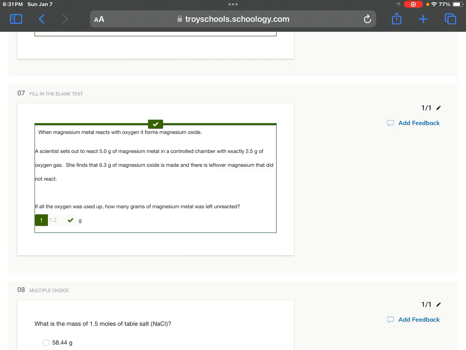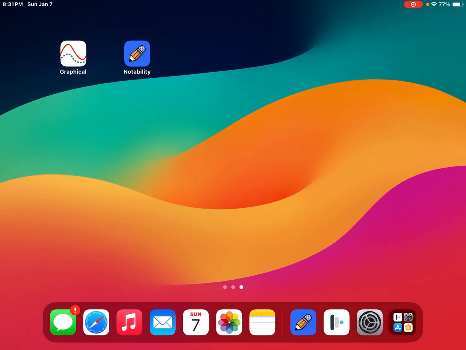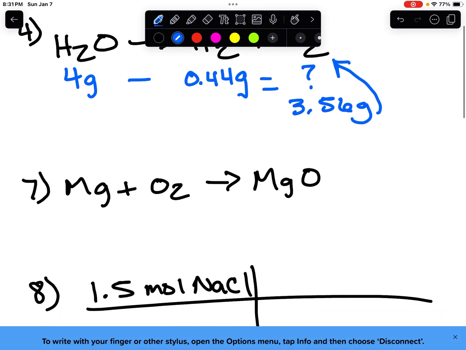And so if you add the 5 and the 2.5 together, you get 7.5, but that's not how much product we made, so there has to be some leftover reactant that did not react. And so we call that an unreacted portion. And in Chem 2, you'll learn lots more about that.